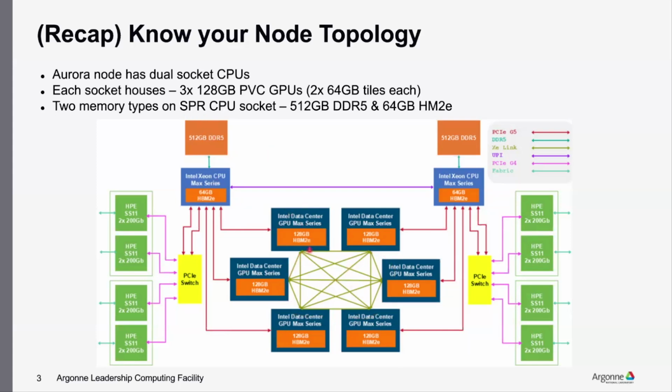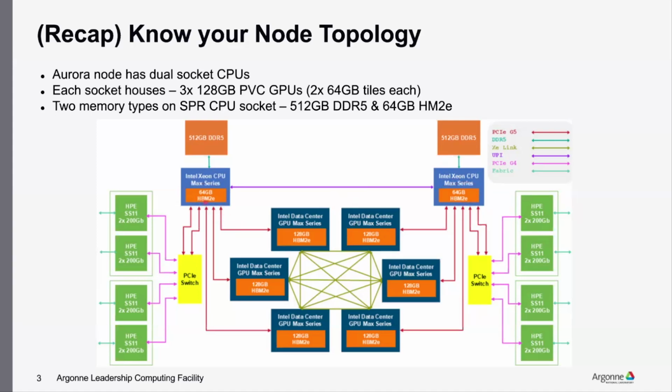And you can further partition these GPUs with the way the GPUs are architected. Usually you can split the GPUs in 2. We call them tiles here at Argonne. There are also 2 different types of memory on each socket. There's the slower but higher capacity DDR5 memory. There's 512 gigabytes attached to each socket, for a total of 1 terabyte of memory. Then there's also some high bandwidth memory as well. There's 64 gigabytes of high bandwidth memory per socket.